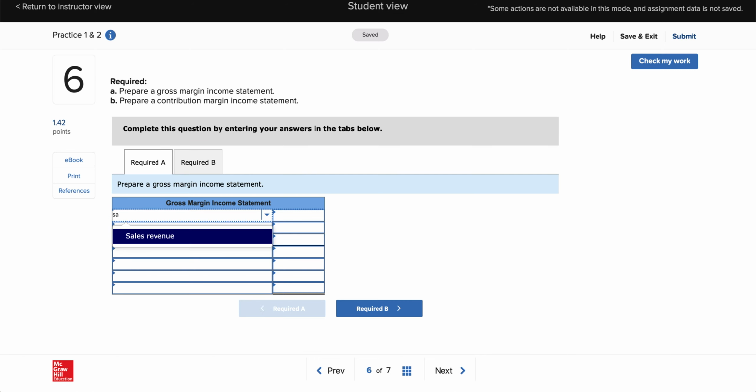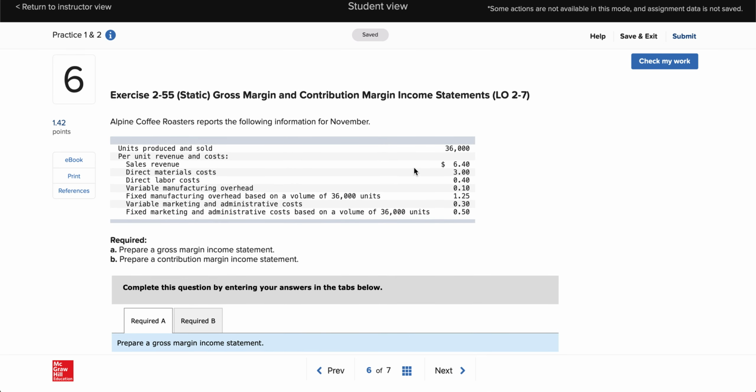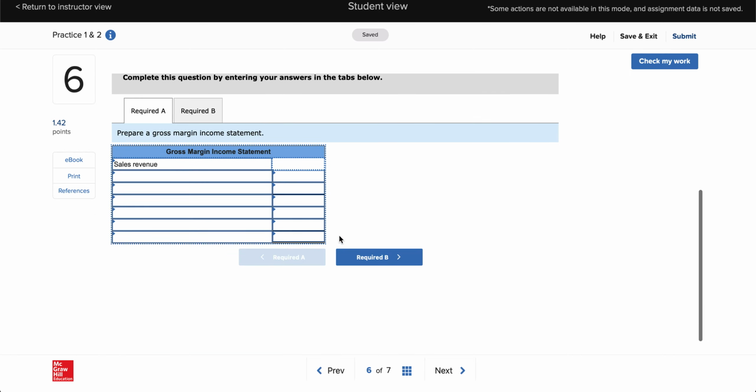We're looking at sales revenue, and they give us the units produced and the sales per unit. So we're going to take the 36,000 units times $6.40, and that gives us $230,400. And then we start into the manufacturing cost, and they break it down by variable and fixed manufacturing. They don't lump them together.